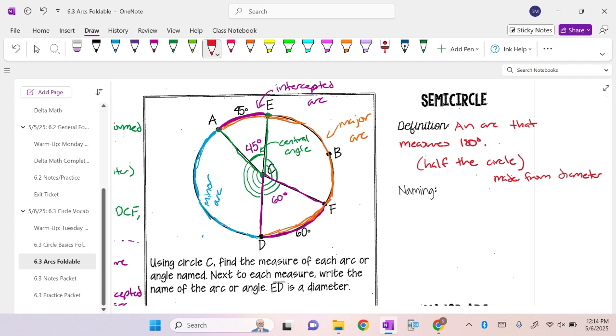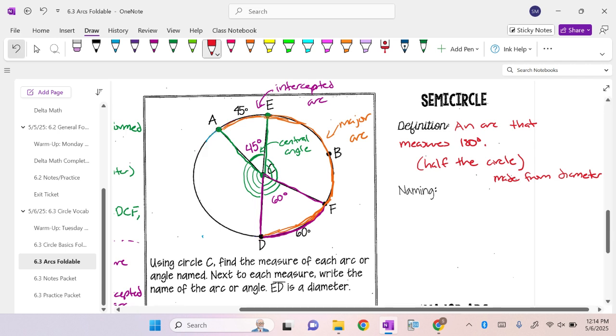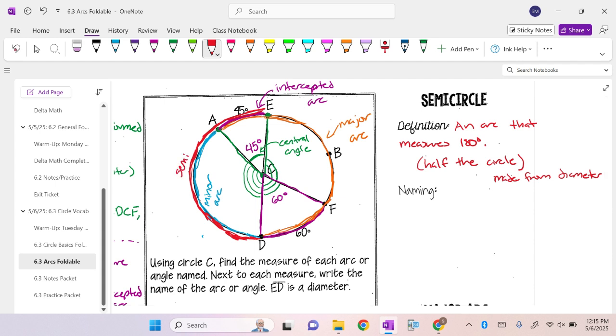So a semicircle in this case could be right here. All right, it's exactly from one endpoint of the diameter to the other end. This is our semicircle, and it's exactly equal to 180 degrees. Now, when we name a semicircle, just like a major arc, we name it with 3 points. A minor arc is the only type of arc that will only use 2 letters. Every other type of arc uses 3.